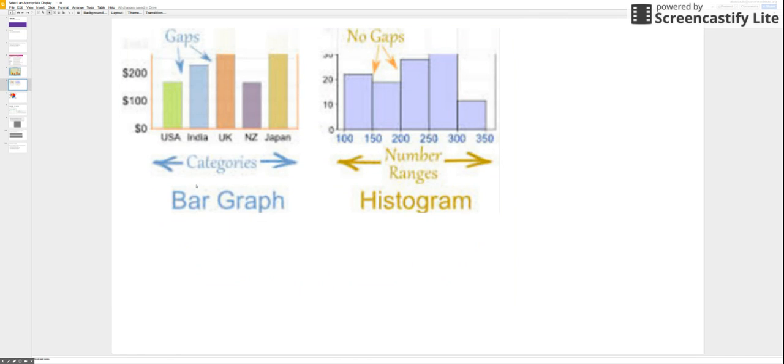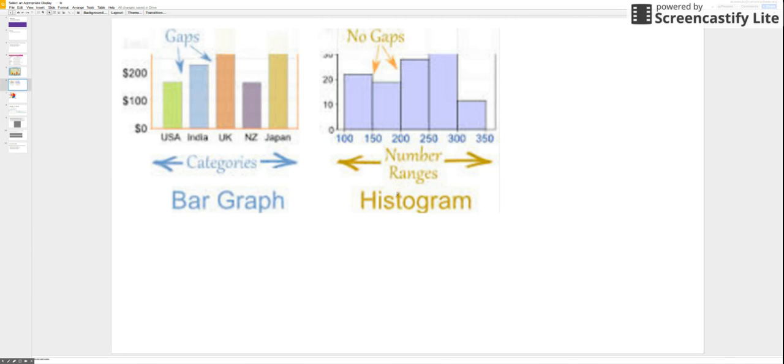This is the difference between a bar graph and a histogram. Okay, so a bar graph is something like this, where you have USA, India, UK, New Zealand, Japan, okay, and then maybe the average income per week or something, okay, so from 0, 100, 200. All right, notice how there's gaps in between the bars.